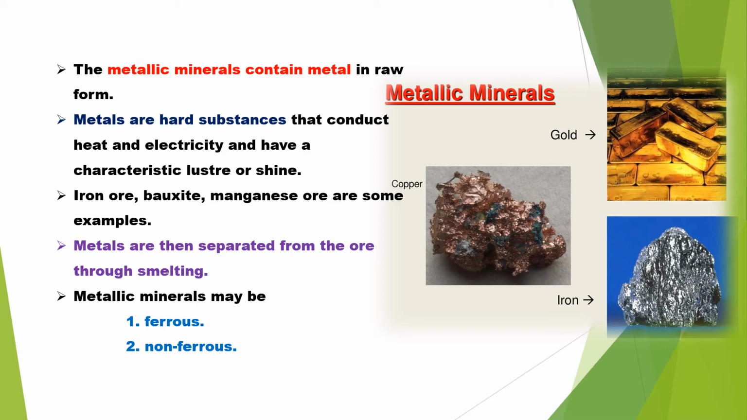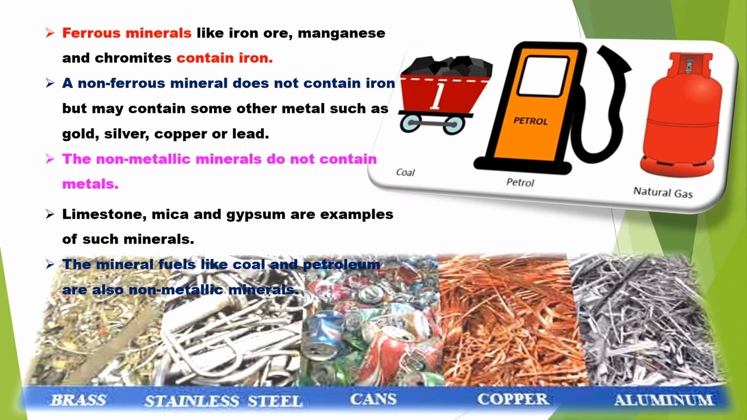In such a case, metallic minerals have been classified into ferrous and non-ferrous, where ferrous minerals contain iron ore in them, for example, manganese, chromites, and iron ore, and non-ferrous do not contain any iron, for example, gold, silver, or lead. So the non-metallic minerals are limestone, mica, gypsum, where these do not contain any ferrous minerals in them. And we could also study mineral fuels like coal and petroleum, and these are also non-metallic minerals.